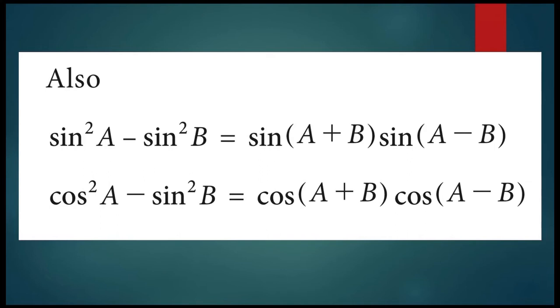These two are also very important. Sin squared A minus sin squared B equals sin(A+B) sin(A-B). Cos squared A minus sin squared B equals cos(A+B) cos(A-B). Remember these two formulae, we use them in many problems.